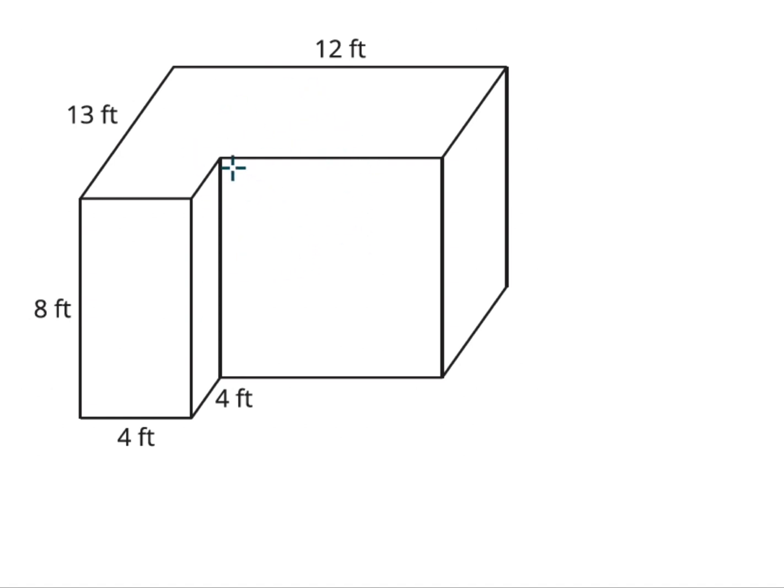So first step is always to split the figure into two rectangular prisms, if it's not already a rectangular prism, and in this case it's not. So I split it horizontally over here to have two rectangular prisms. One in the front, this is one rectangular prism, and then a larger one in the back.